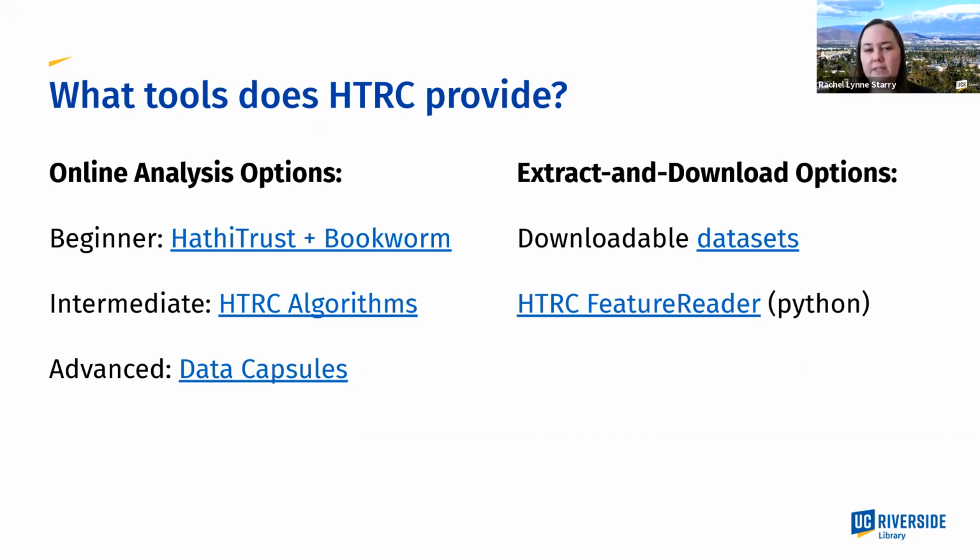And then there are some more advanced ways of working with HathiTrust data. There's something called data capsules. Those are a secure computing environment, basically a virtual machine where you can get your own workflows for text analysis set up and work with HathiTrust data. HTRC also provides some downloadable data sets that you can work with on your own computer, as well as a Python package called the HTRC Feature Reader, if that is a language that you use or are interested in learning. Those will allow you to do more advanced analysis workflows using the HathiTrust collections and data.